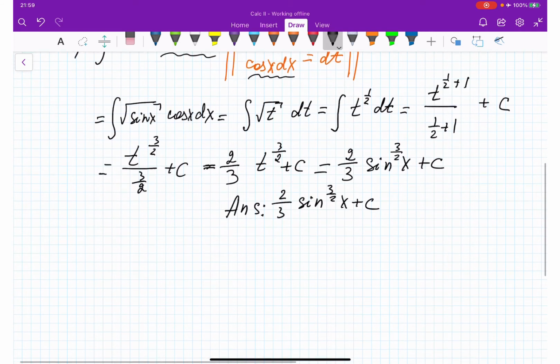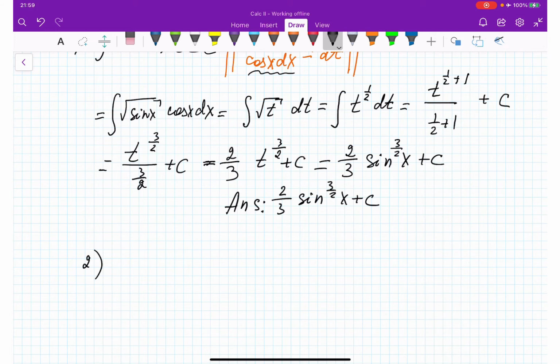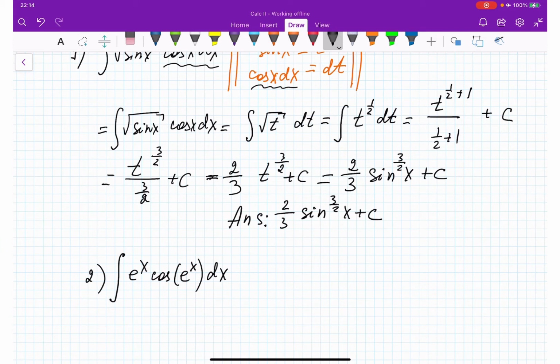Okay, next one, question number 2. Integral of e to the power x cosine e to the power x dx. Let's look at this integral. I'm looking at cosine and e to the power x. They don't have anything in common, so I can't get from cosine of e to the power x to e to the power x or vice versa.